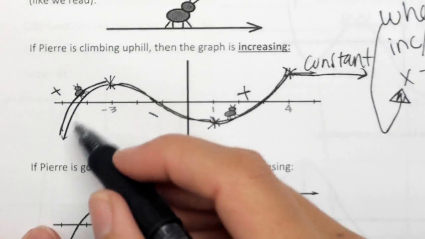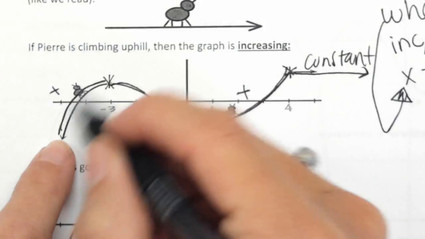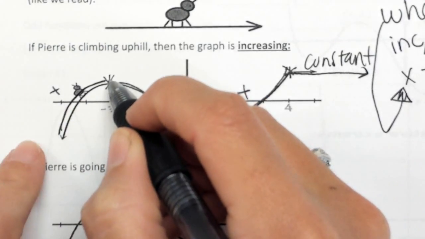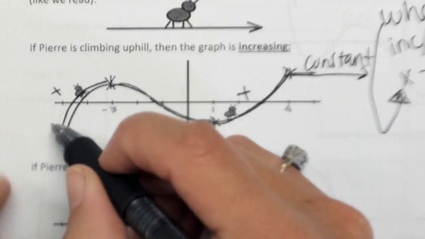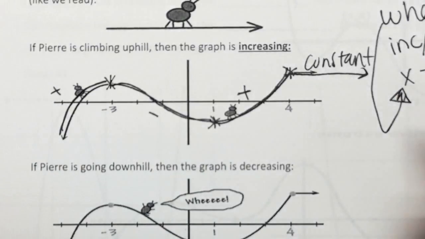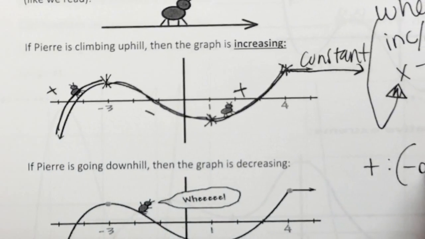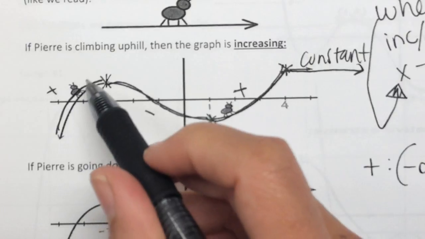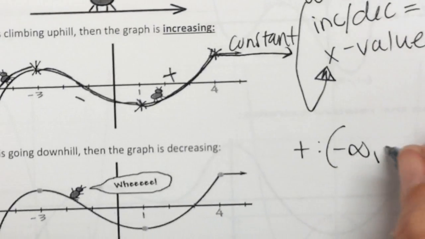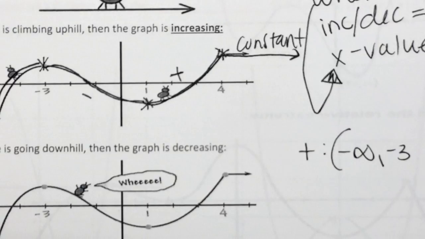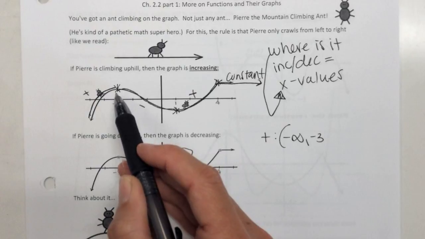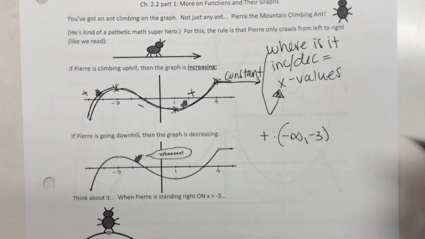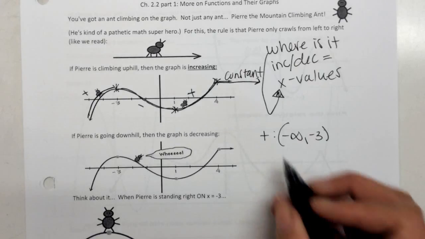So for example, Pierre, from here to here, when it's increasing, what is the x value? Where does it start? Negative infinity. Good, because this is going to go down forever and isn't it going to go left forever? Yes. So it's increasing from negative infinity, and where does he stop increasing right here? Negative 3. Now, we can't include that negative 3 right here because he's just standing still. He's not increasing or decreasing, right? So we put a parenthesis. This means increasing.